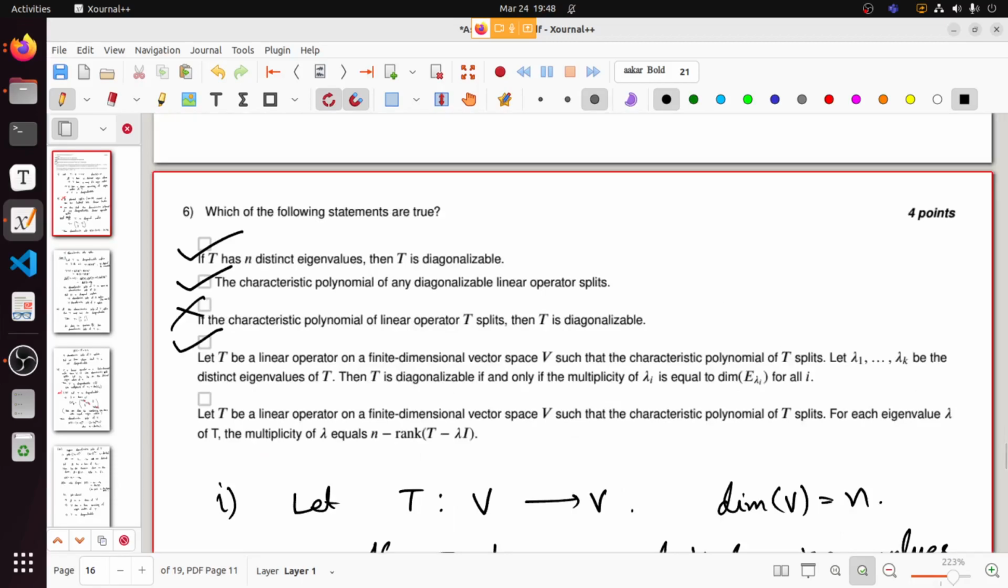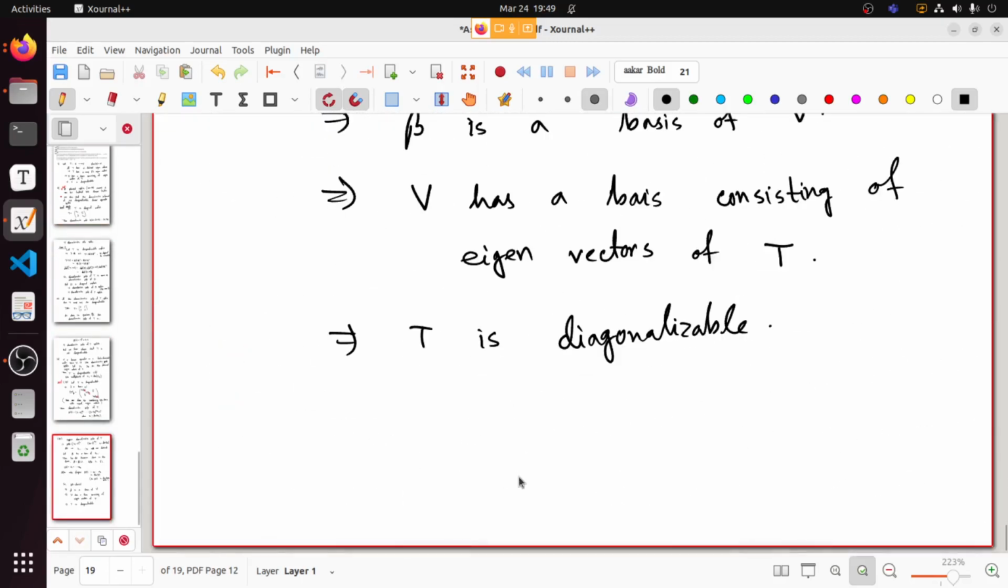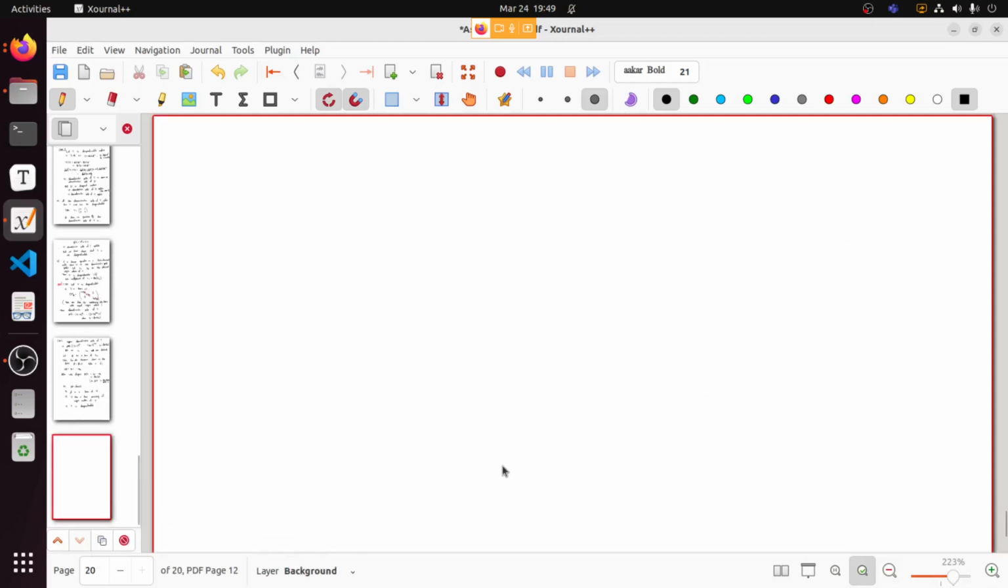Now let's check the last option. Let T be a linear operator on a finite dimensional vector space such that the characteristic polynomial of T splits. For each eigenvalue lambda of T, the multiplicity of lambda equals n minus rank of T minus lambda I. So it's given that the characteristic polynomial of T splits. Then you have to check what the multiplicity of the eigenvalue will be. Is it n minus rank of T minus lambda I or not? This is option number 5.